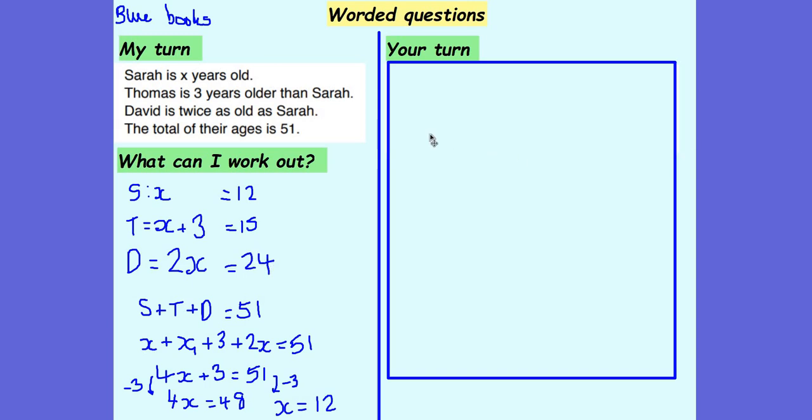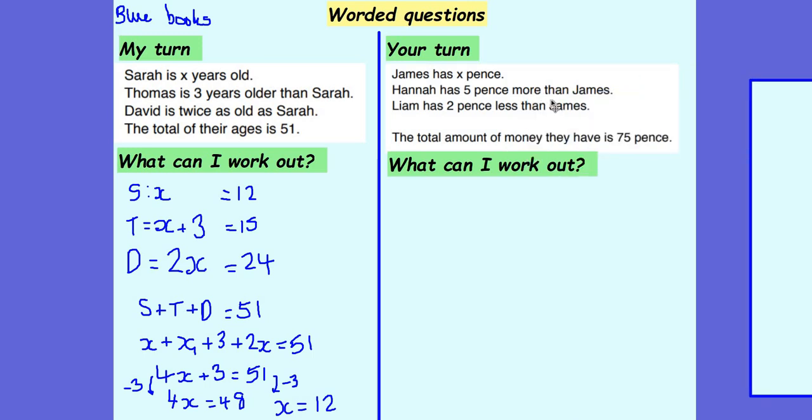Over to you. In your dark blue books, Year 7, can you please copy out this question and have a go at it now? Pause the video for a couple of minutes and work it out for me.